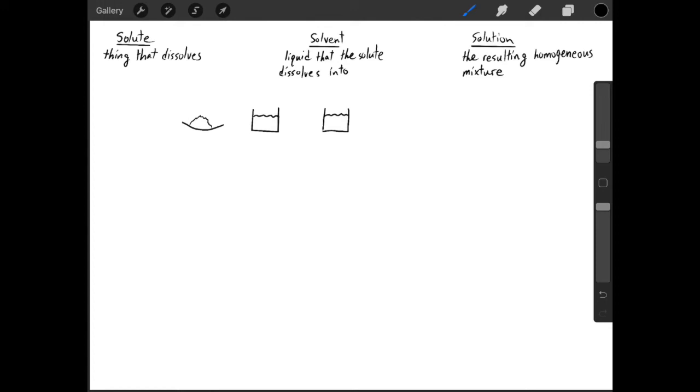In order to talk about the process of dissolution, or things dissolving, we need to have a couple of vocabulary words down. And the main ones are solute, solvent, and solution. So the solute is the thing that you're going to dissolve, typically a solid like salt or sugar. And the solvent is the liquid that your solute is going to dissolve into.